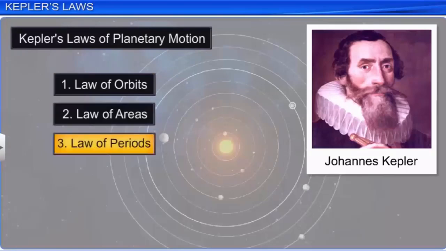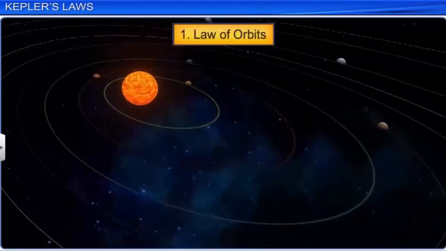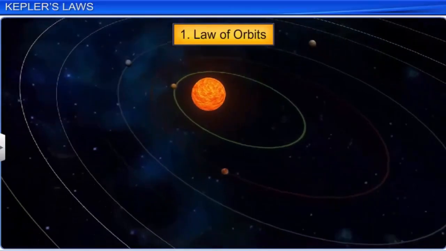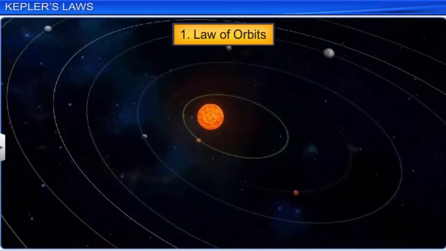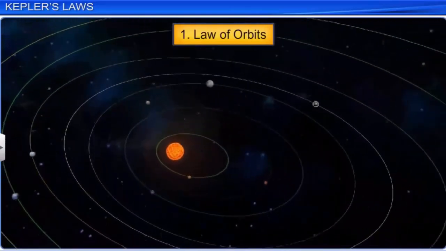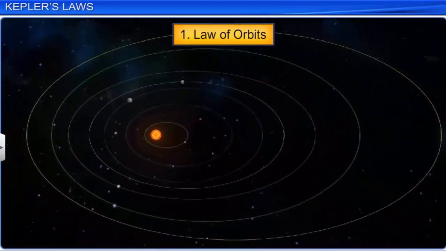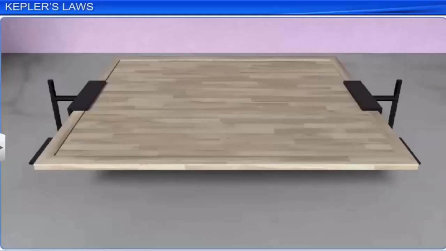The first law, the law of orbits, states that all the planets revolve in elliptical orbits with the Sun at one of the foci of the ellipse. Let us conduct an activity to better understand this.